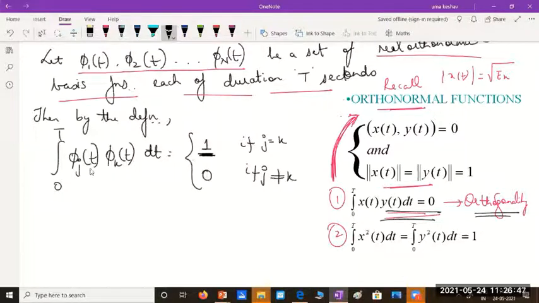The second condition is if both the signals are the same. If both are sine or both are cosine, then the integral of cos square 2 pi f t in the range 0 to T will give you the value 1. Similarly, the integral of sine square in that range will give you 1. So both these conditions are combined into one condition in this equation. Okay, so let me call this equation 1. This defines the property of orthonormality.